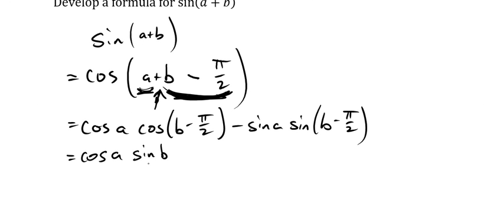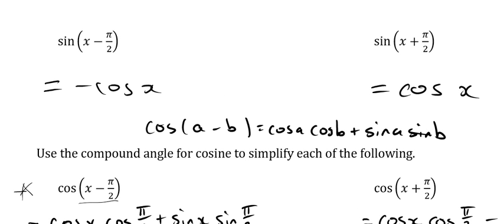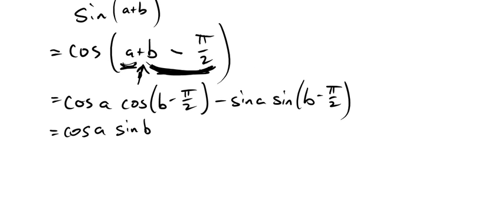So I got cos A sine B, because cos of B minus pi by 2 is equal to sine of x. And then I have to go up here. Sine of x minus pi by 2 is negative cosine of x. So sine of x minus pi by 2 is equal to negative cos of x. So this is sine A, negative cos B.